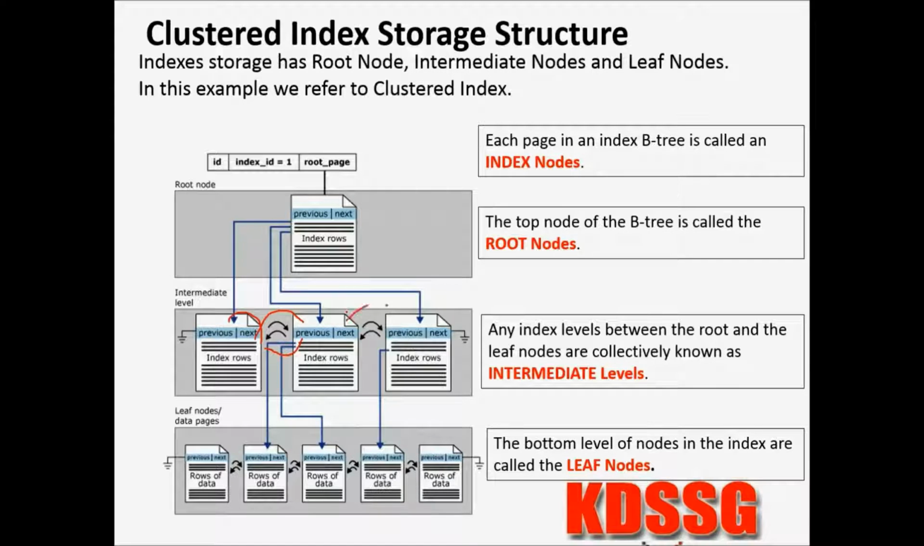And these are also connected to the next page and connection back, meaning every page knows about the next page, and this page knows about its previous page. They are doubly linked lists. They are connected with each other. That's at the intermediate level. And this is also happening at the root level. Every page knows about the next page.